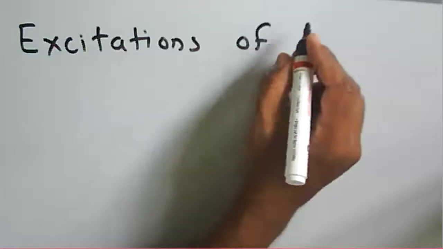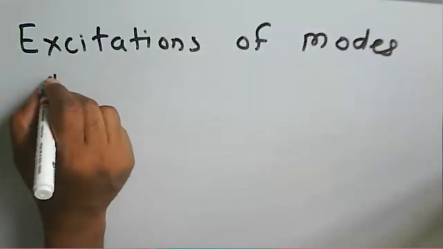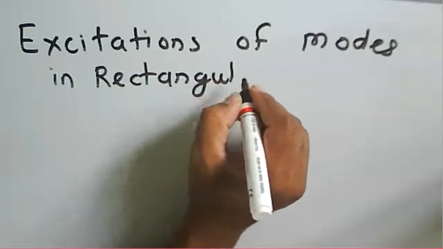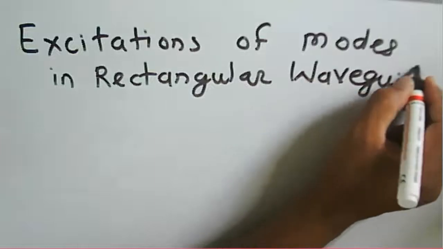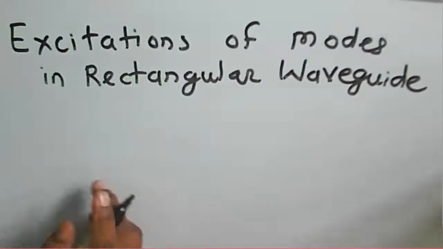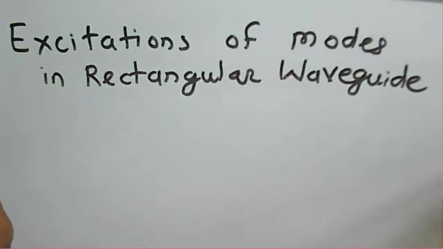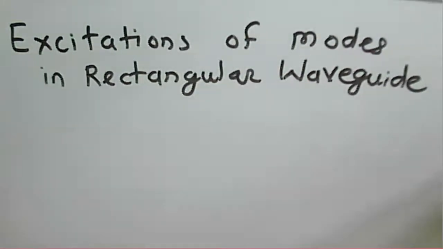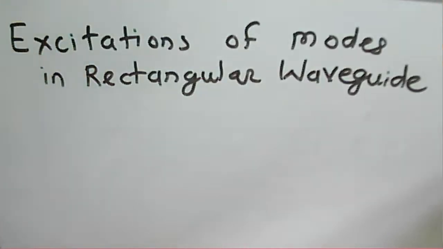Excitations of modes in rectangular waveguide. Means what? Excitation means how we are providing the input to the guide. Based on that, we have the different modes of excitation. So it means the RF input is supposed to be provided to the guide.